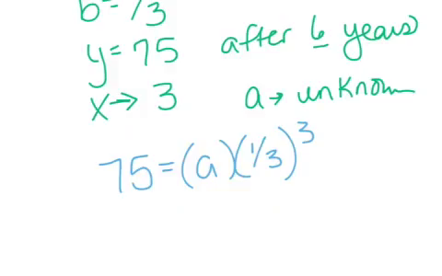So we set this up. Our Y value is 75. And the trickiest part is to know that your time is depreciated 3 times within that 6 years. That's a tricky one. You have to be careful with those.